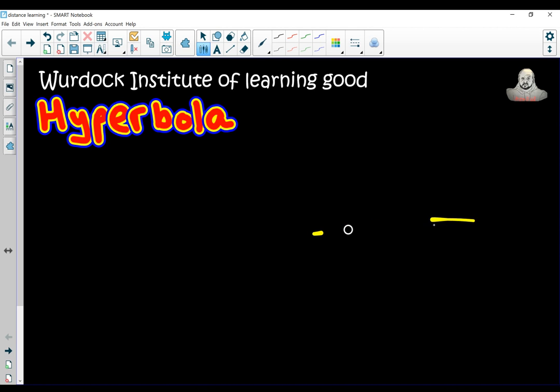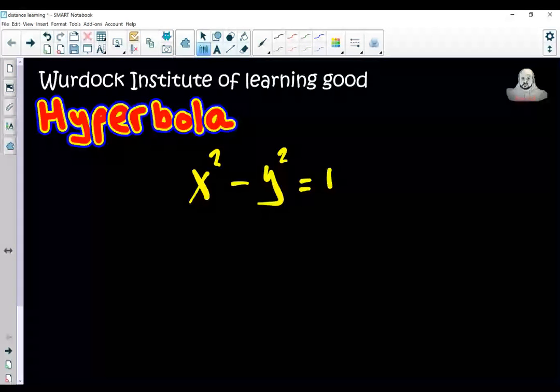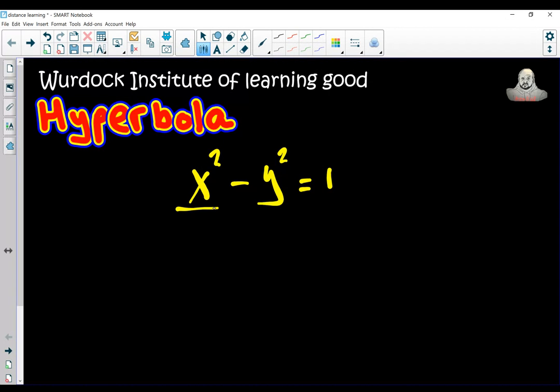So the first thing I'm going to show you is that here we have x squared over 9 minus y squared over 16 equals 1. So that's the first difference. There's going to be a minus there. Similar to an ellipse, they're going to have numbers here. Many times, to make it easier, they're going to be perfect squares.